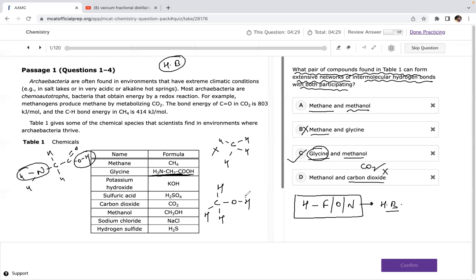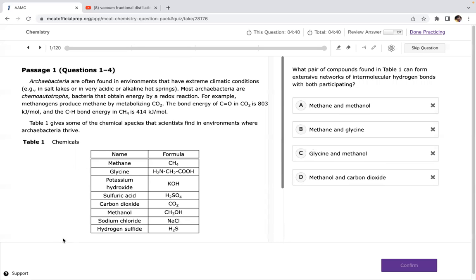This is methanol and here again hydrogen is bonded to oxygen. So glycine and methanol is absolutely perfect. So C is the right choice. Okay.